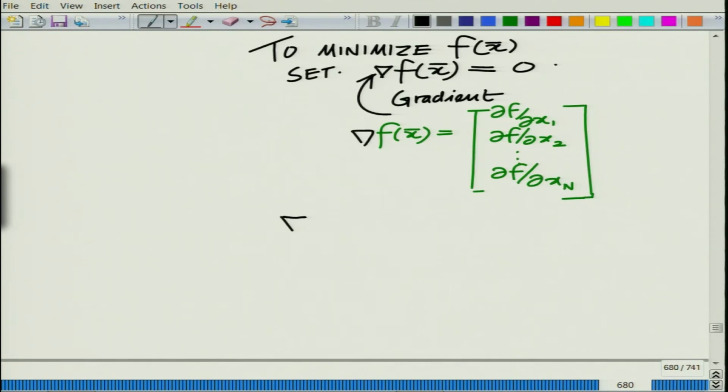We have already seen some principles of how to evaluate the gradient. For instance, let us say we have a constant vector c bar transpose x bar, where c bar equals a constant vector that does not depend on x.